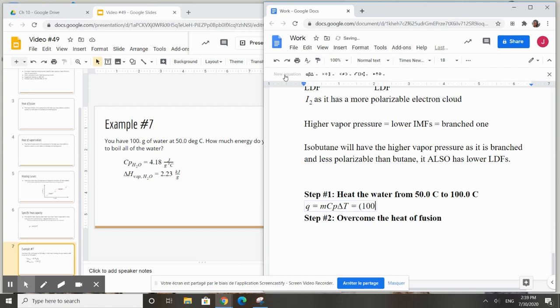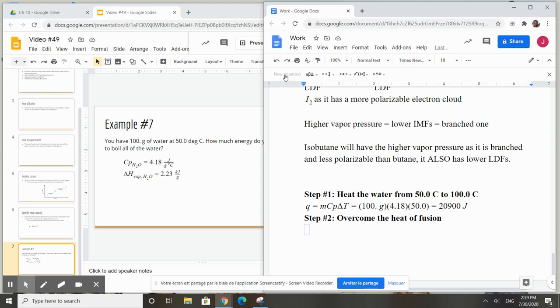I've got 100 grams of water. The question gave me the specific heat capacity, and then it's a 50.0 degree difference. I put this in my calculator and I got 20,900 joules, rounded to 3 sig figs. And then for the second one, I don't need to use Q equals mCp delta T, because I don't have a specific heat capacity and also because temperature is not changing.